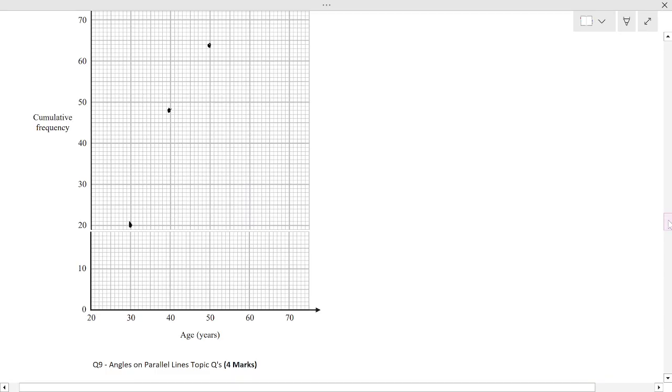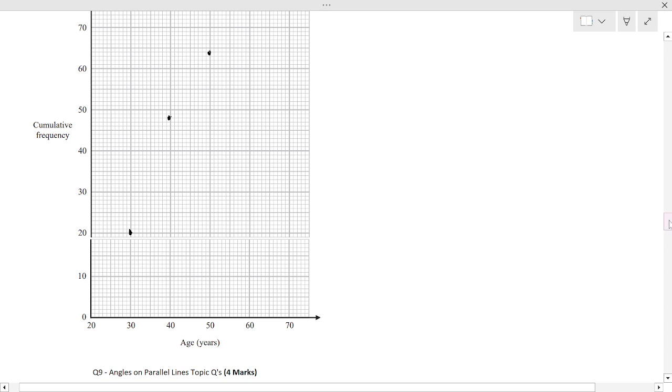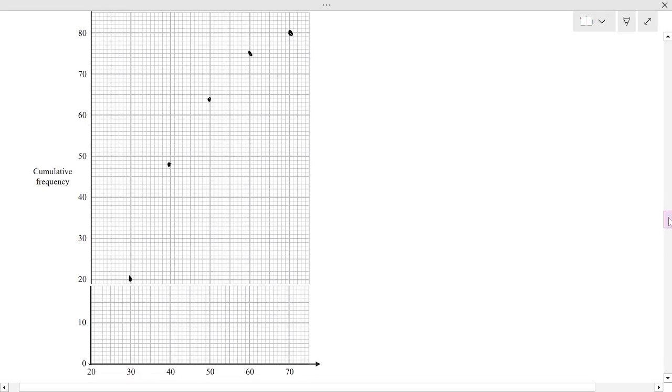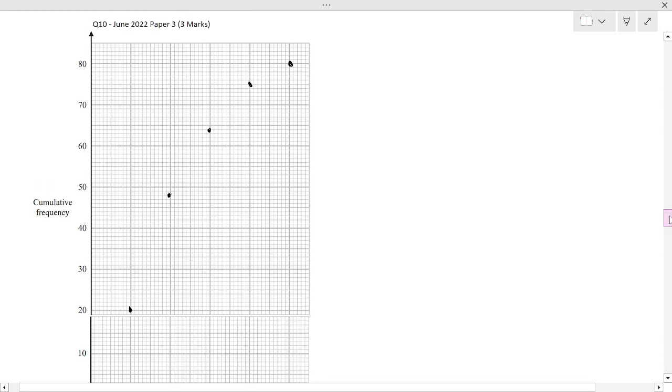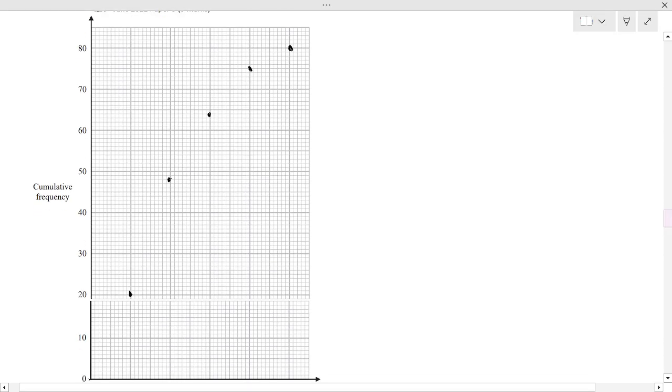Now we've plotted the points, we just need to sketch a line. It will always start from 0 for the frequency. The class doesn't have to start from 0, but the frequency does, because you're not going to start with like 8 frequency. You have to start from nothing. So it'll start from 0. I know you can start from 20 if you want, it doesn't really matter. But essentially, now we're going to connect all the points with a smooth curve.